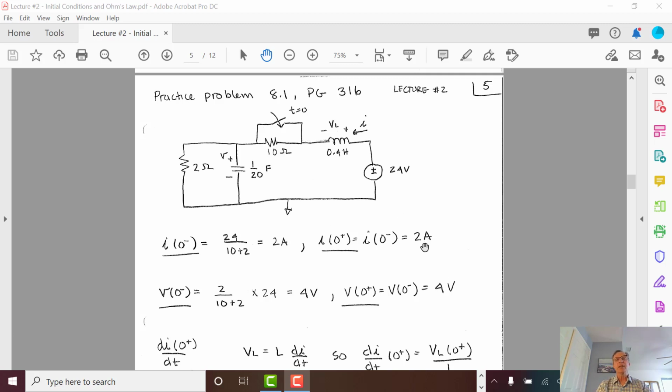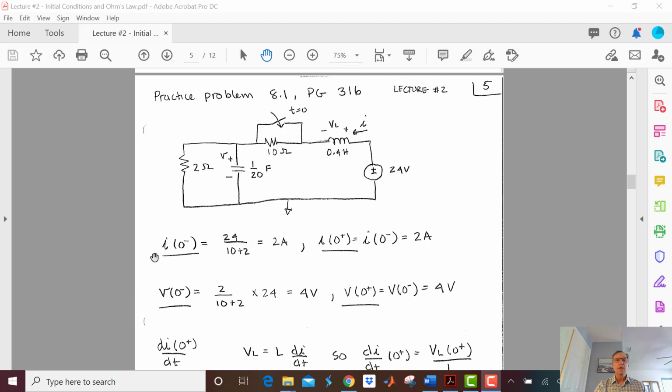Our next example gets a little bit harder. In this case, it looks like we have an inductor and a capacitor this time, and we put our switch up here. The switch is going to be open at t equals 0 minus, then we're going to close it. We've got a voltage source here, so it's just going to put out all the current it needs to keep that voltage at 24 volts.